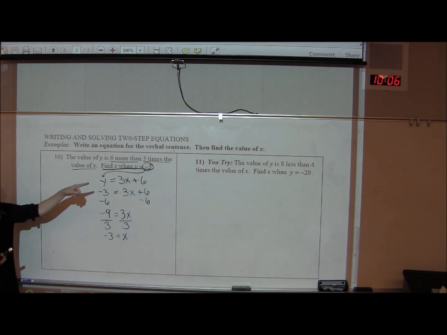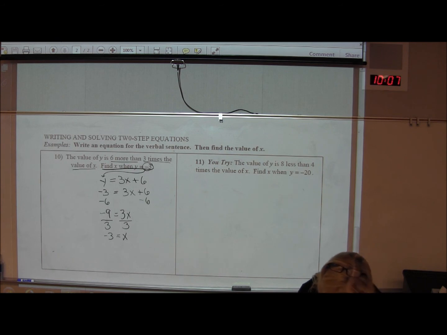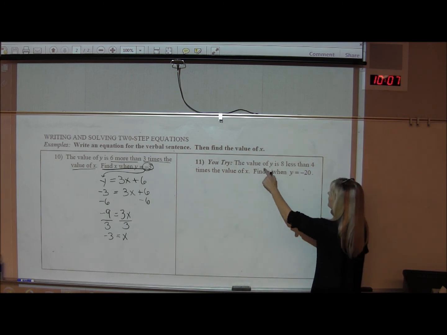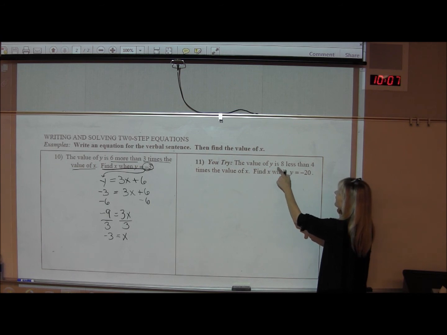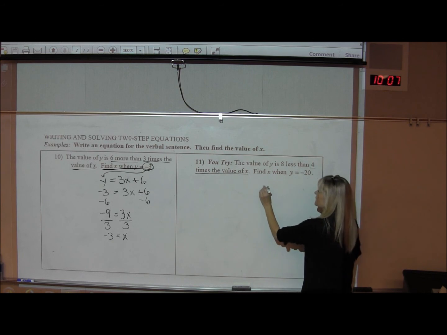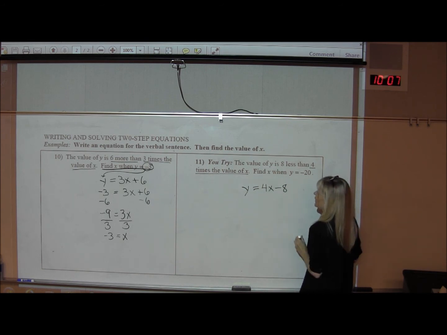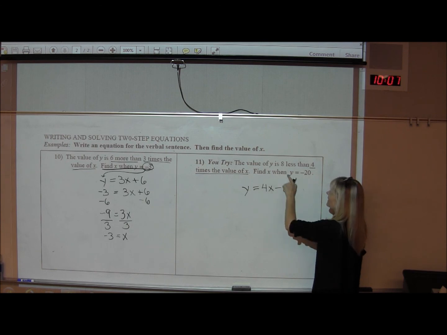So you try this one. What'd you get? Negative 3. Negative 3? Okay. So the value of y is 8 less than 4 times the value of x. Well, there's 4 times the value of x. 8 less than that is that. And the value of y is this. Okay? Find x when y equals negative 20.